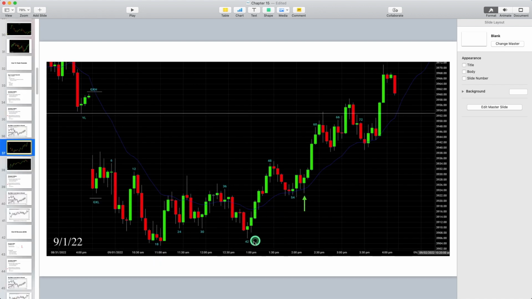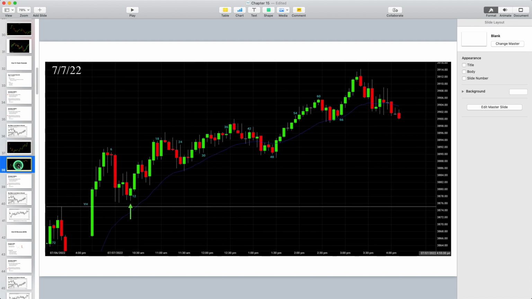Here's another example. We have a major trend reversal, spike up, and then we have a high 2 buy right above here where the green arrow is. That's a buy expecting some kind of channel after a spike. Here's another example: gap up, spike up, high 2 buy right above the moving average, expecting some kind of channel up.